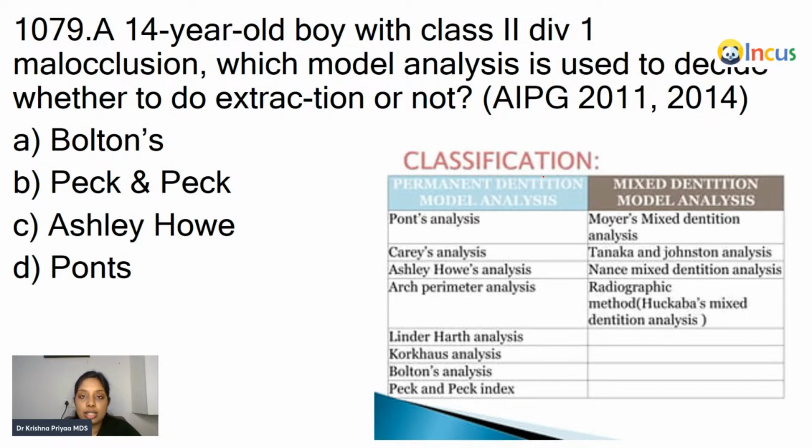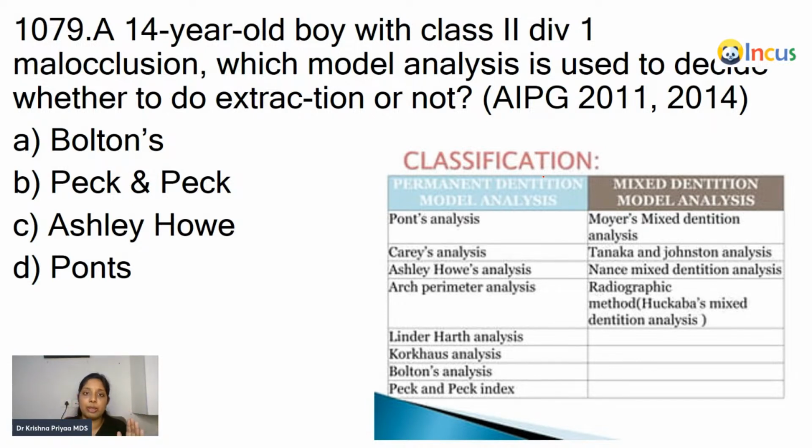When it comes to permanent dentition analysis, the first one we have to see is Bolton's. So, what does Bolton's do? Basically, they calculate the mesiodistal width of all the teeth from molar to molar, upper molar to molar, that is 12, and lower molar to molar. Then they make a ratio between the maxilla and the mandible so that they come to a particular value. Whenever the value comes below or above a certain value, we know which jaw has an excess compared to the opposite jaw.